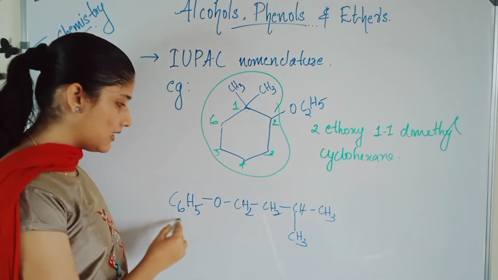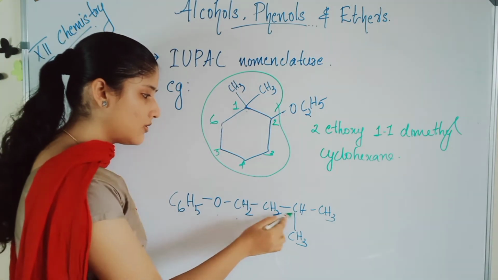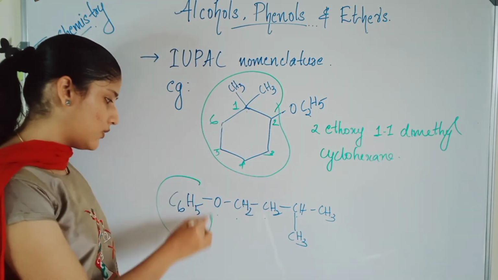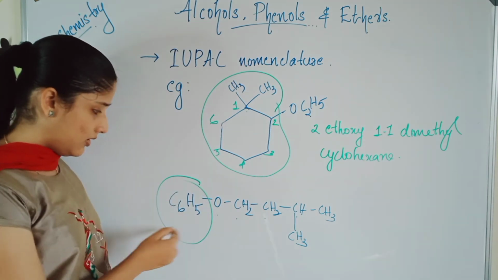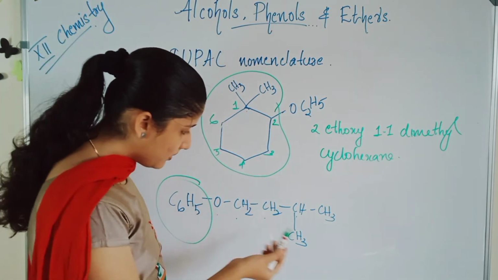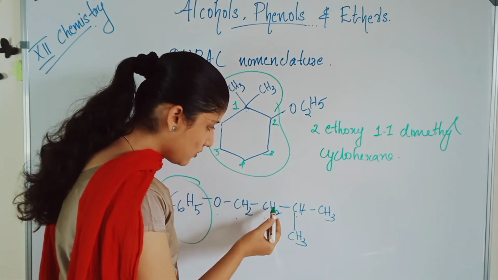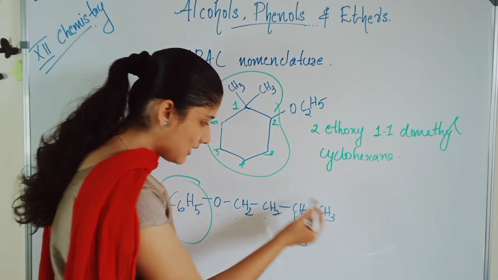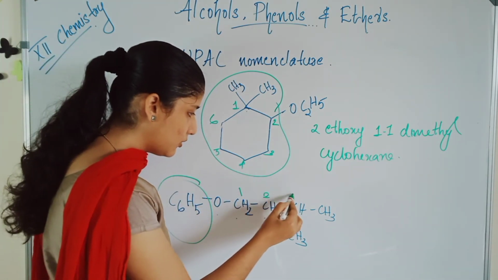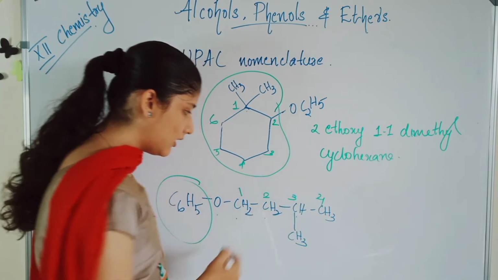Next you look. C6H5O, CH2, CH2, CH, CH3. Which will be the parent? C6H5, this is the largest group. This will be the parent. So the other group is what? CH2, CH2, CH, CH3, CH3. So we can start the numbering: 1, 2, 3 and 4.